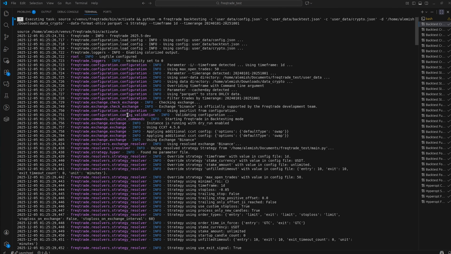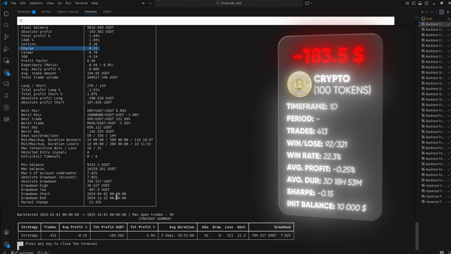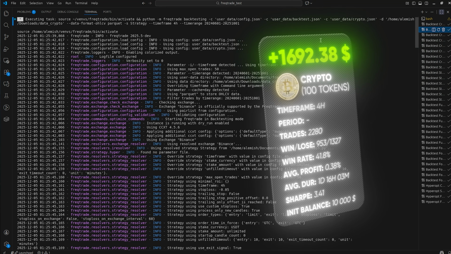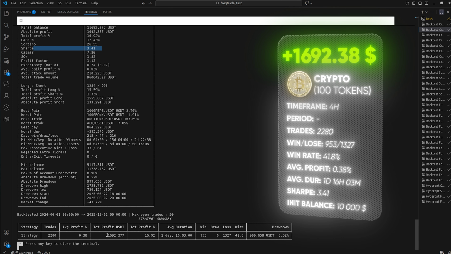Here you have stats, its best and worst performing tickers, and some other metrics. And we're interested in Sharpe ratio. For example, for 1 day time frame, we have Sharpe minus 0.15, so we lose money, and we've lost $183. Next, 4 hour time frame, similar outputs, and here Sharpe is positive 3.41, and we have $1.6 thousand profit.